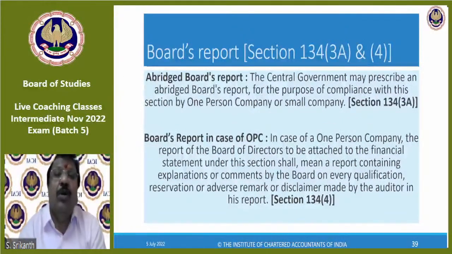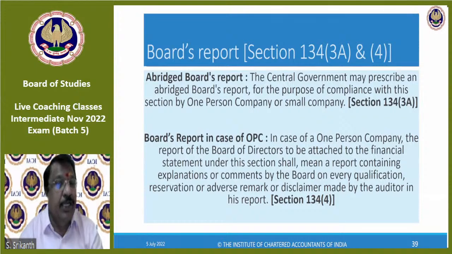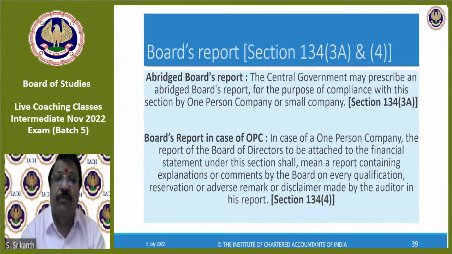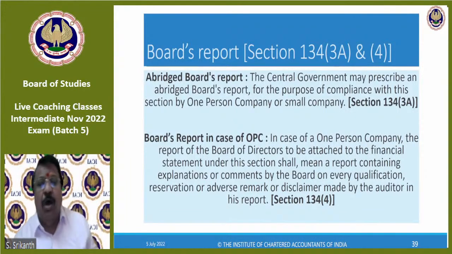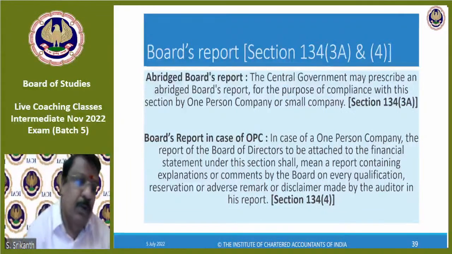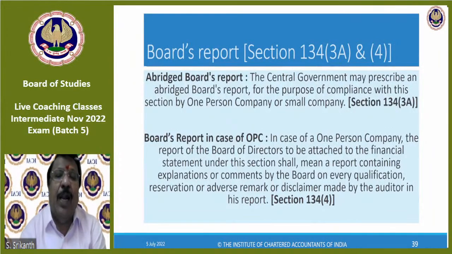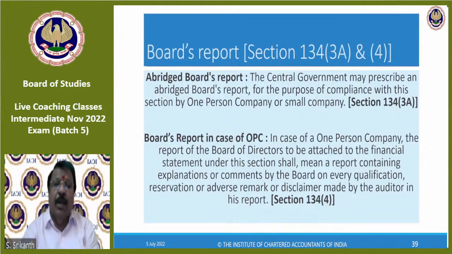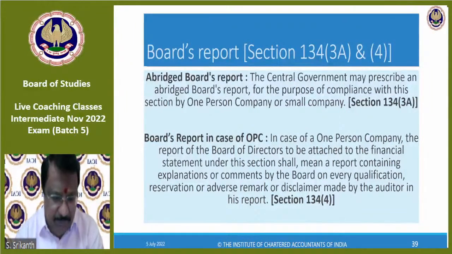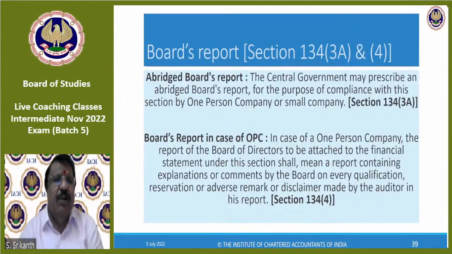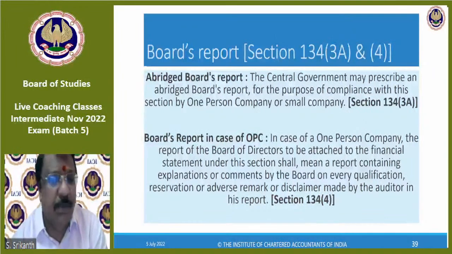Abridged board's report. See, again, the addition may prescribe an abridged board's report for the compliance of this section by a one-person company or small company. In the case of an OPC, one-person company, the report of the board to be attached to the financial statement shall mean a report containing explanations or comments by the board on every qualification, reservation, or adverse remark or disclosure made by the auditor in his report. That's all.